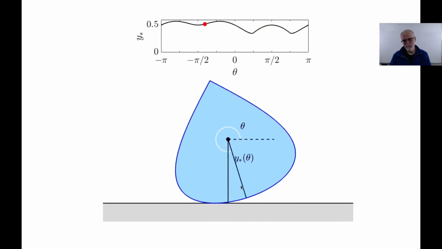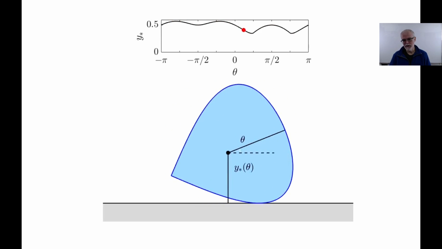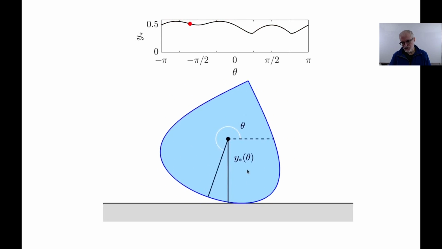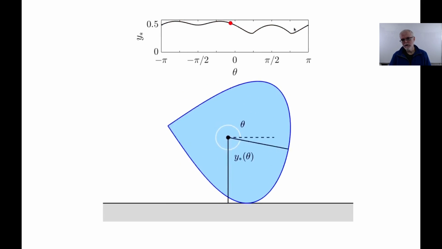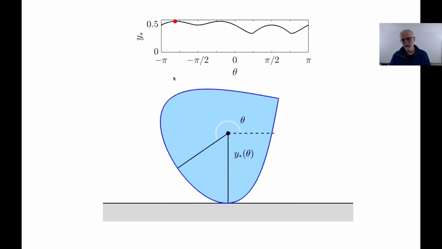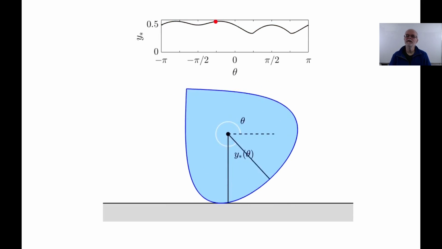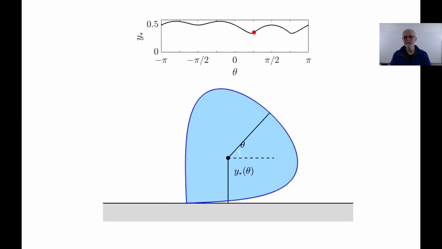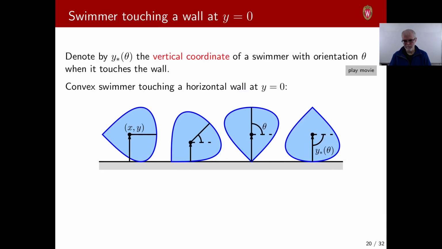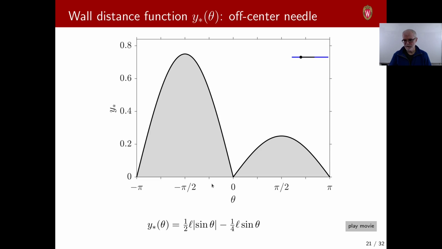This is a movie where you force the swimmer to always be touching the wall as a function of its angle of orientation theta, and therefore that changes the minimum distance that it can be from the wall and gives you this function y star of theta that we call the wall distance function. Again, y star of theta is the minimum distance that the swimmer can be from a horizontal wall at y equals 0, given that it has swimming direction theta. So y has to be bigger than or equal to y star if there's a horizontal wall present.